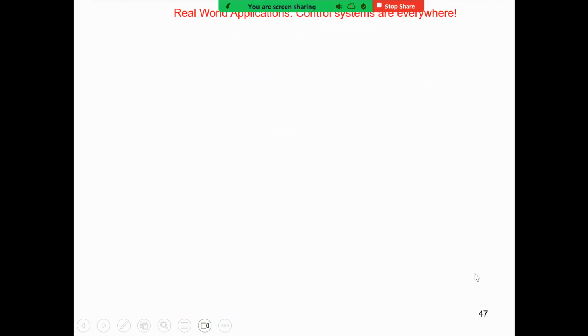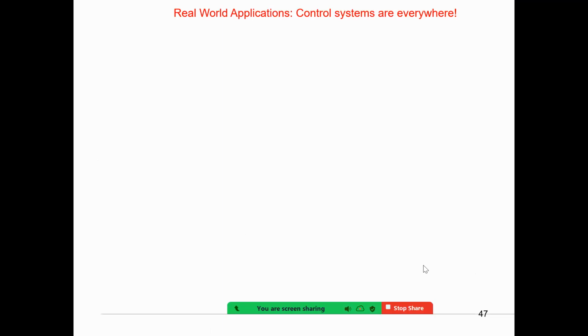Okay, finally, let's look at some of the real applications. We know that control systems are everywhere. Of course, robotics is a very important application of control system design. How do robots walk, and how do they move their arms? And we know that robotic manipulators are widely available in the industry, right?